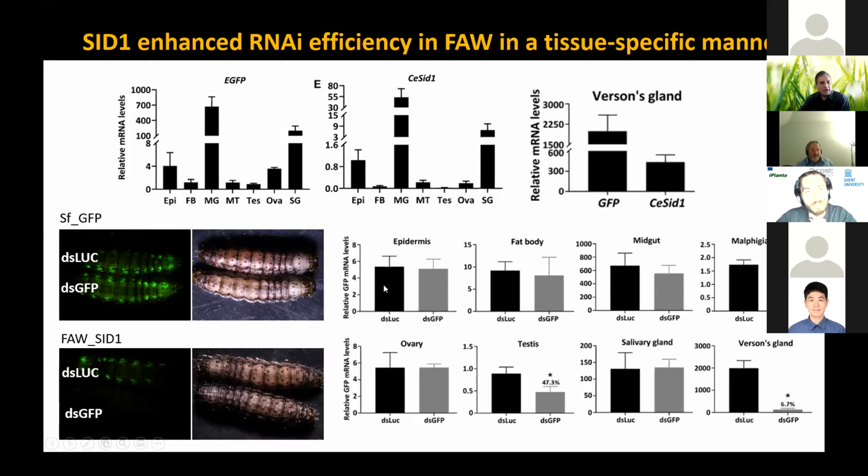And when we quantify knockdown efficiency by measuring GFP mRNA levels in these insects, we saw quite a bit of variability in different tissues, from epidermis and fat body all the way to Verson's gland. The highest knockdown efficiency we saw was in Verson's glands, almost more than 90%, whereas in tissues like midgut and salivary gland, there is hardly any knockdown. So even though SID1 is expressed in some of these tissues like midgut, still it is not able to help with RNAi in these tissues.